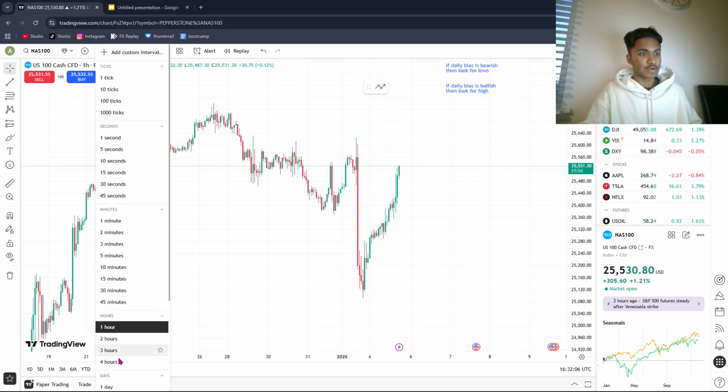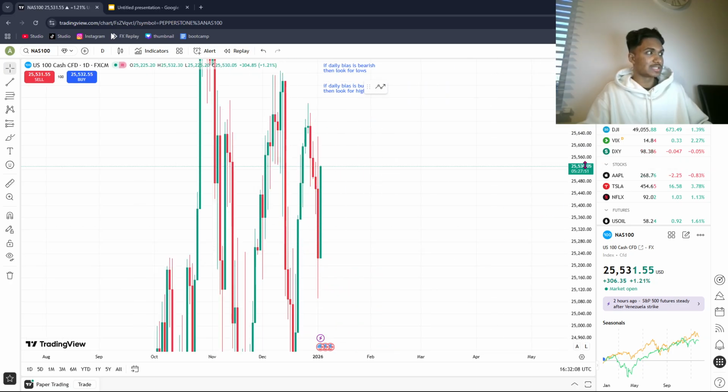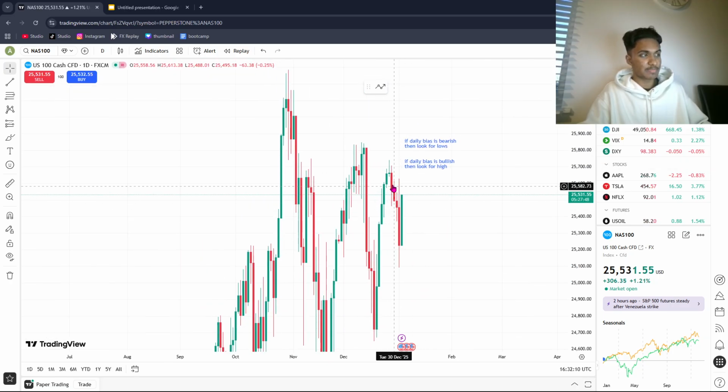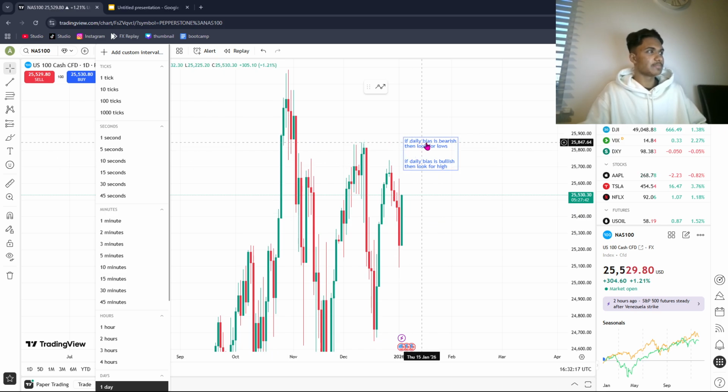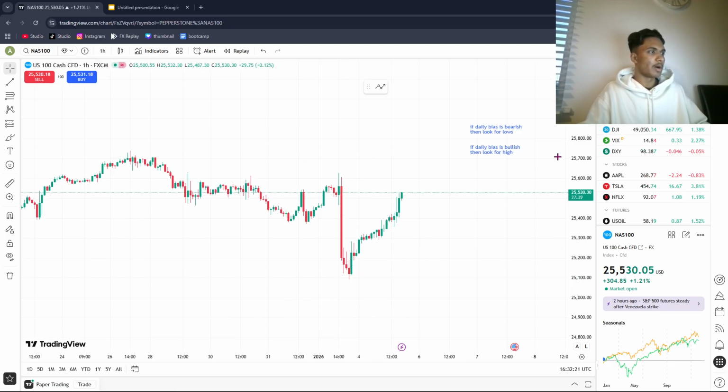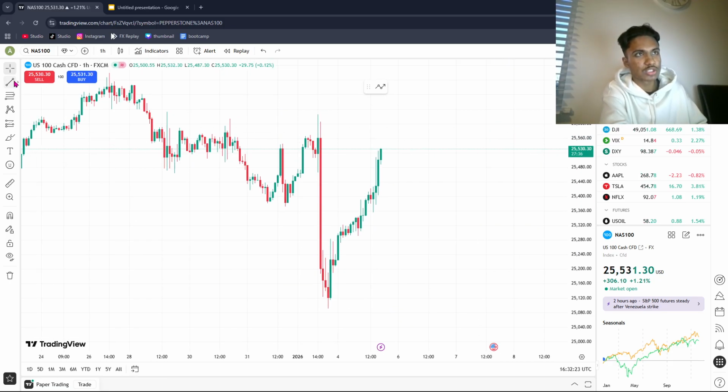But anyway, as I was saying, looking at the daily, we're going to use today's example. So look, past few days it's bearish, so we can conclude that the daily bias is bearish. So in this case, what do I do? If daily bias is bearish, then I look for lows. So I'm going to mark out all of the lows that I can see. What lows can you see?